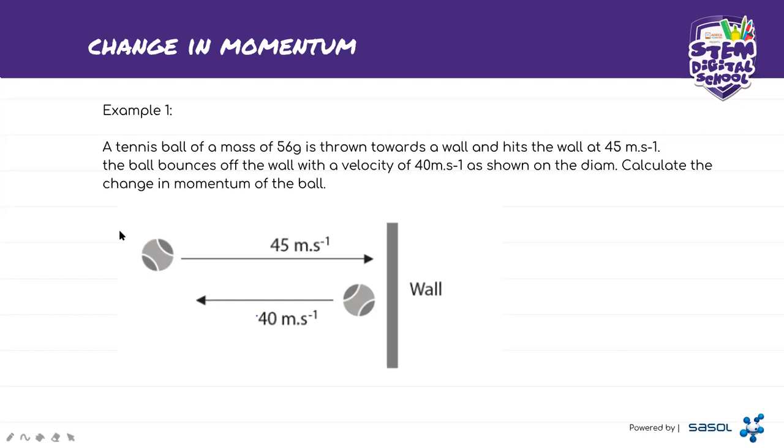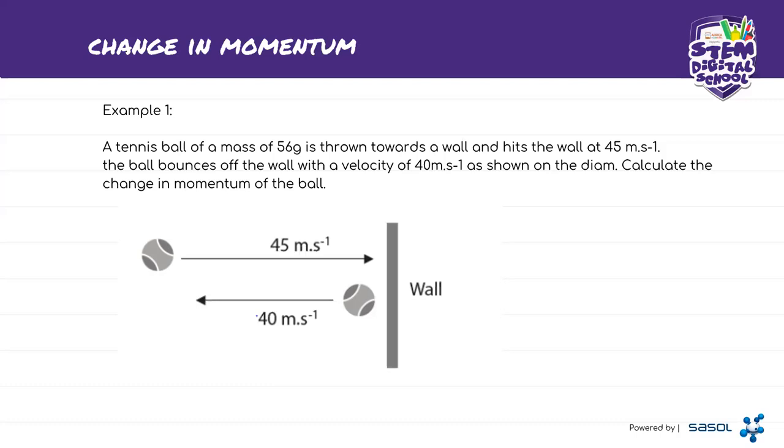So we've got our initial velocity that's going towards the wall, but it bounces back, and now we've got our final velocity of the ball that's coming back. So what are they saying here? They say a tennis ball of a mass of 56 grams is thrown towards a wall and hits the wall at 45 meters per second. The ball bounces off the wall with a velocity of 40 meters per second as shown in the diagram.